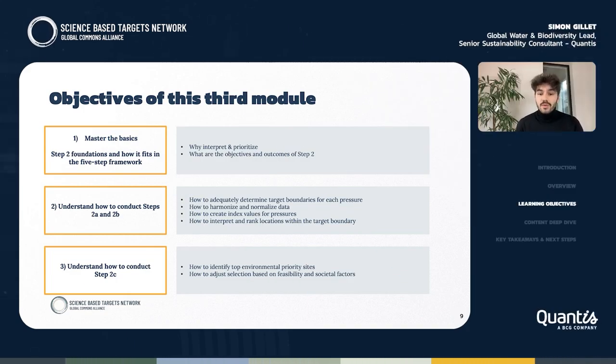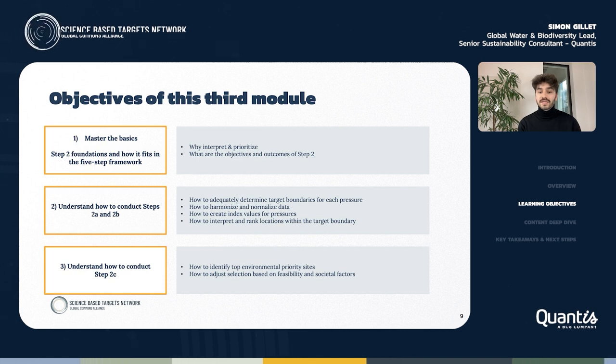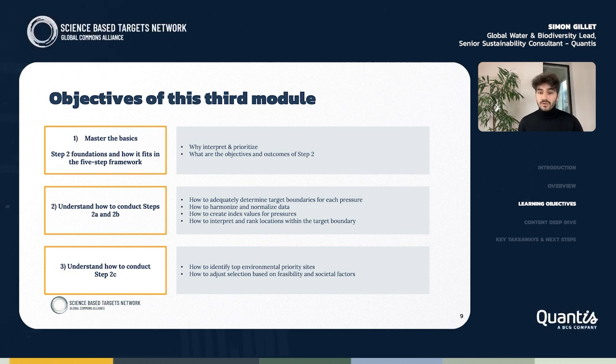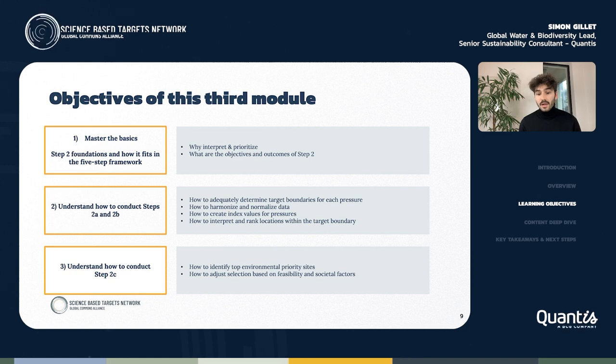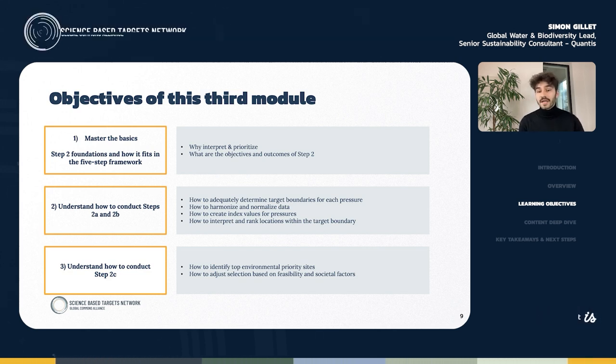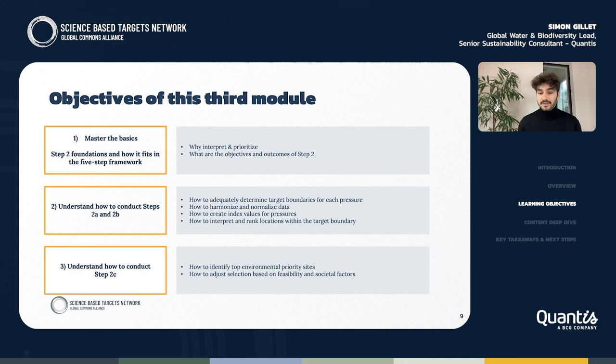So this module will help you to achieve 3 core objectives and will help you master the basics of step 2 and how it fits into the overall framework. It will also help you, of course, to understand how to conduct step 2A and step 2B, so how to adequately determine target boundaries for each pressure, how to interpret and rank locations within the target boundary, but also to understand how to conduct step 2C. So this is mainly how to identify top environmental priority sites, but also how to determine the feasibility and the strategic aspects of some priorities.